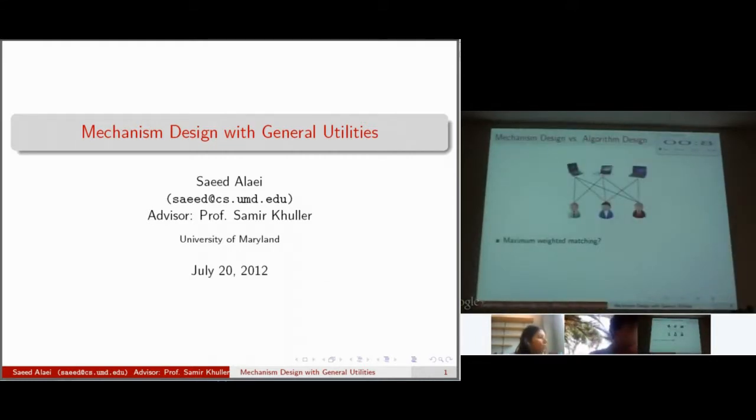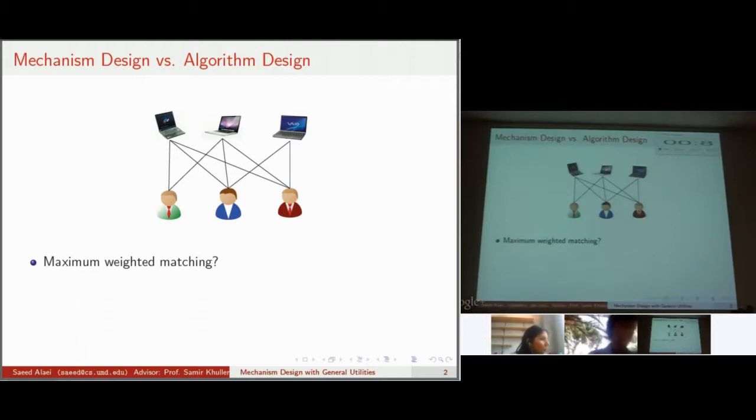Okay, so we'll start with an example. Suppose we have a set of items and a set of agents, and we want to match these items to these agents. And each agent has a value for each item. So what would you normally do? You would just compute a maximum weight matching in this graph.